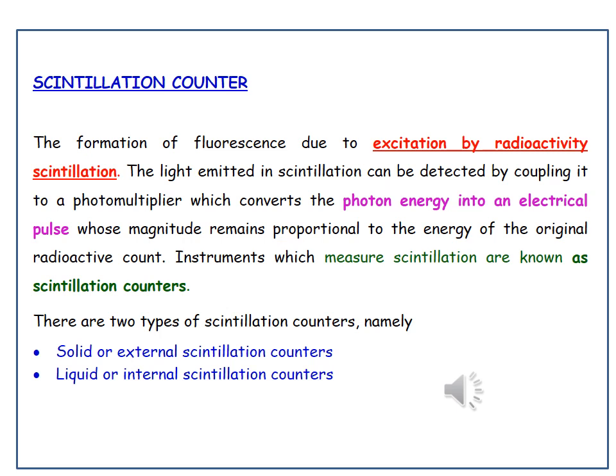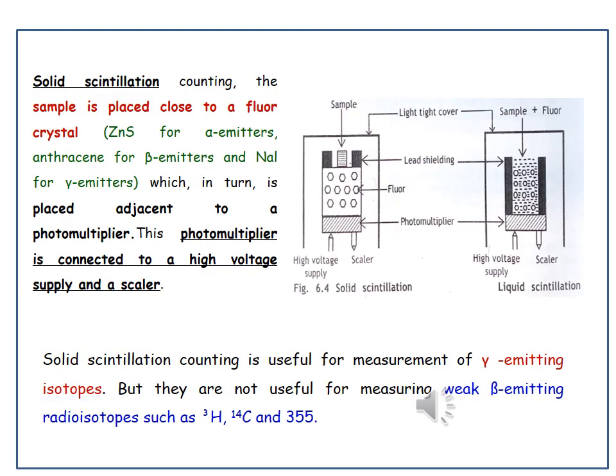Another one: liquid or internal scintillation counters. Solid scintillation counting: the sample is placed close to fluor crystals. The fluor crystals are zinc sulfate for alpha emitters, anthracene for beta emitters, and sodium iodide for gamma emitters, which in turn is placed adjacent to a photomultiplier.